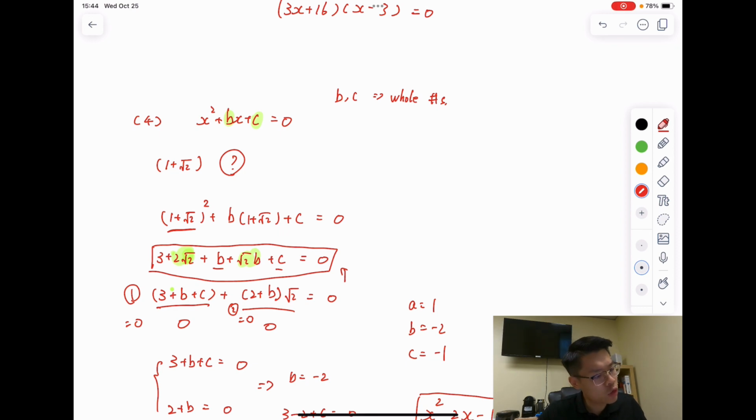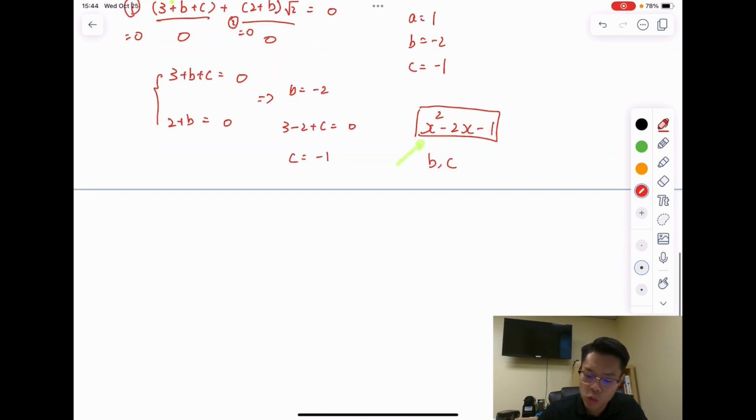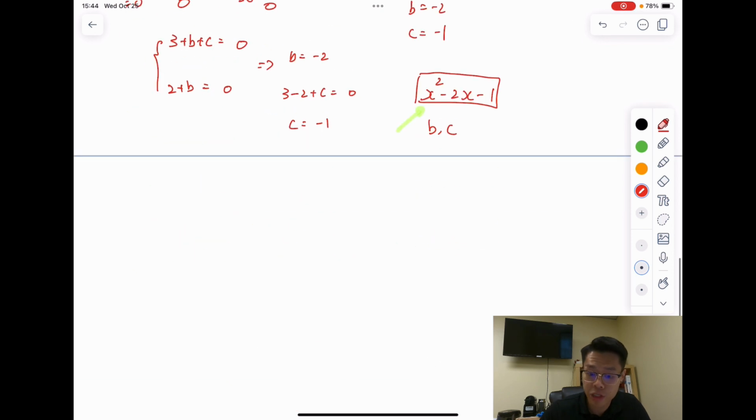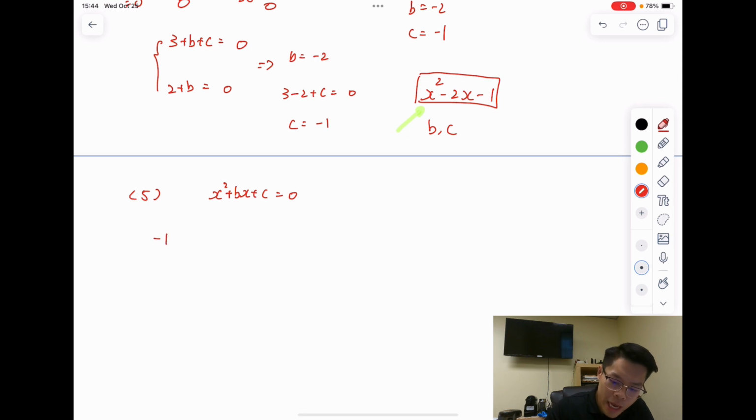You know what, let's do one more question so then we have a better understanding of this. Question number 5. Okay, so we know that the equation is x squared plus bx plus c is equal to 0. If one of the roots is -1 plus root 2, I need to get the value of b, the value of c, and also I need to get the other root.